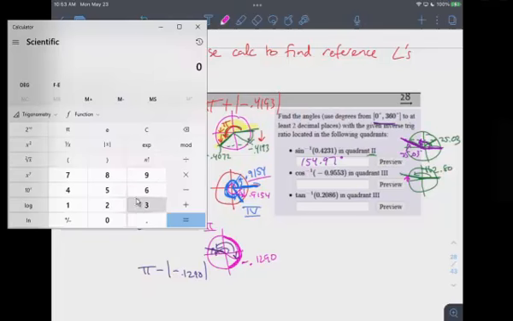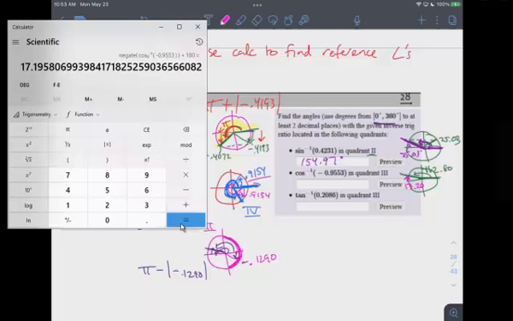Let me go back and calculate that. 0.9553, inverse cosine. If I take this measure right here and find the difference between that and 180, it's going to give me my reference angle. So this reference angle right here is approximately 17.2.